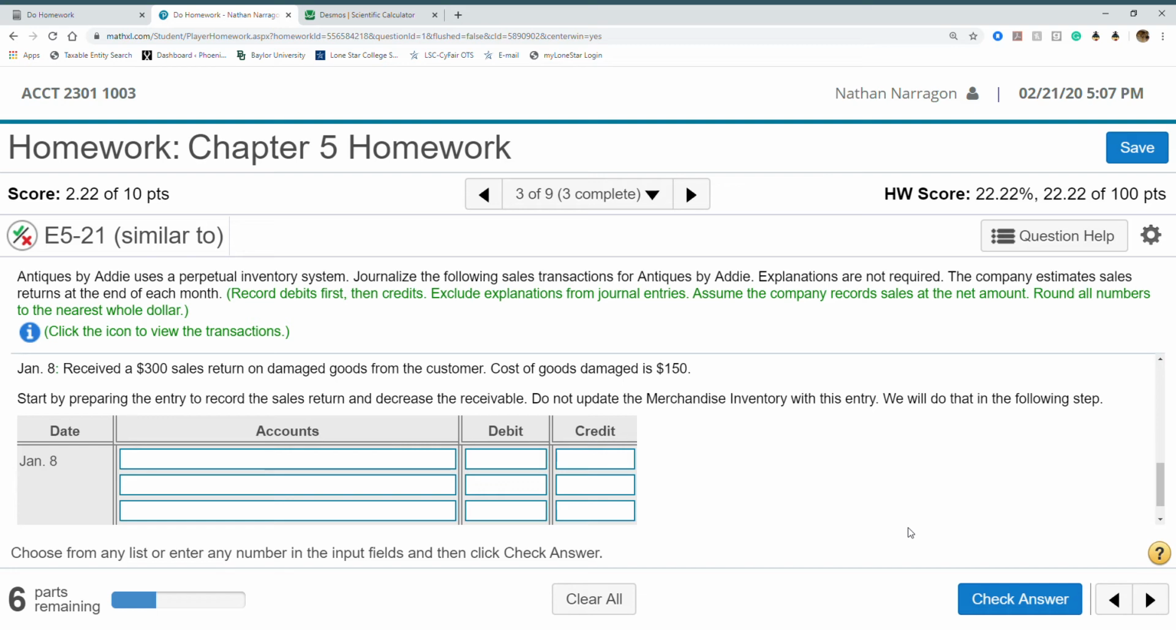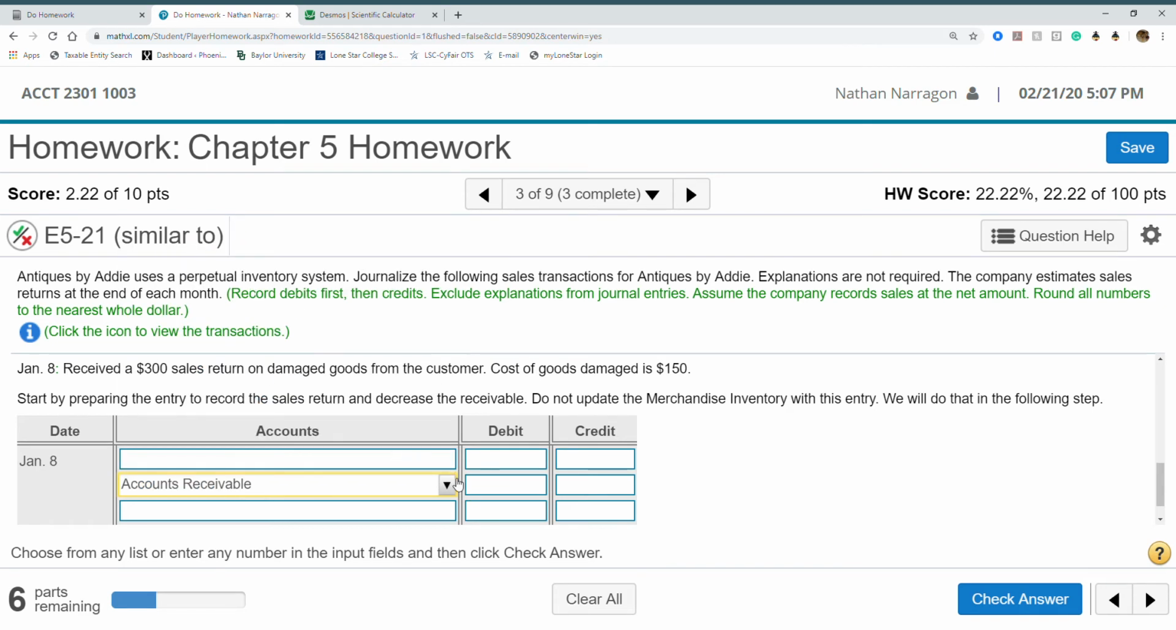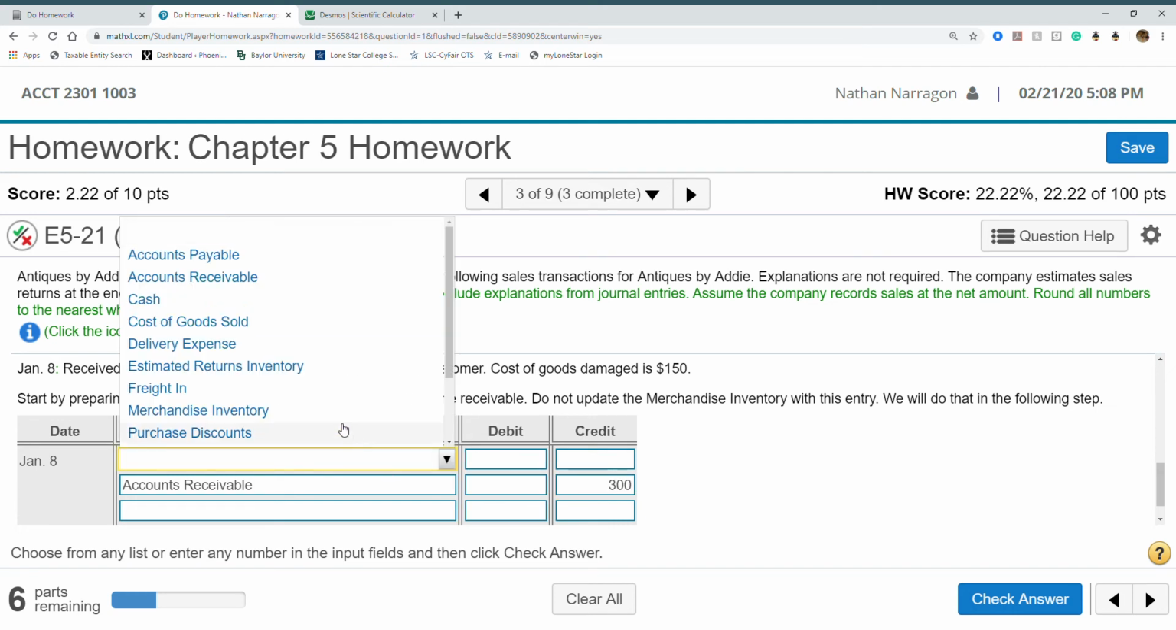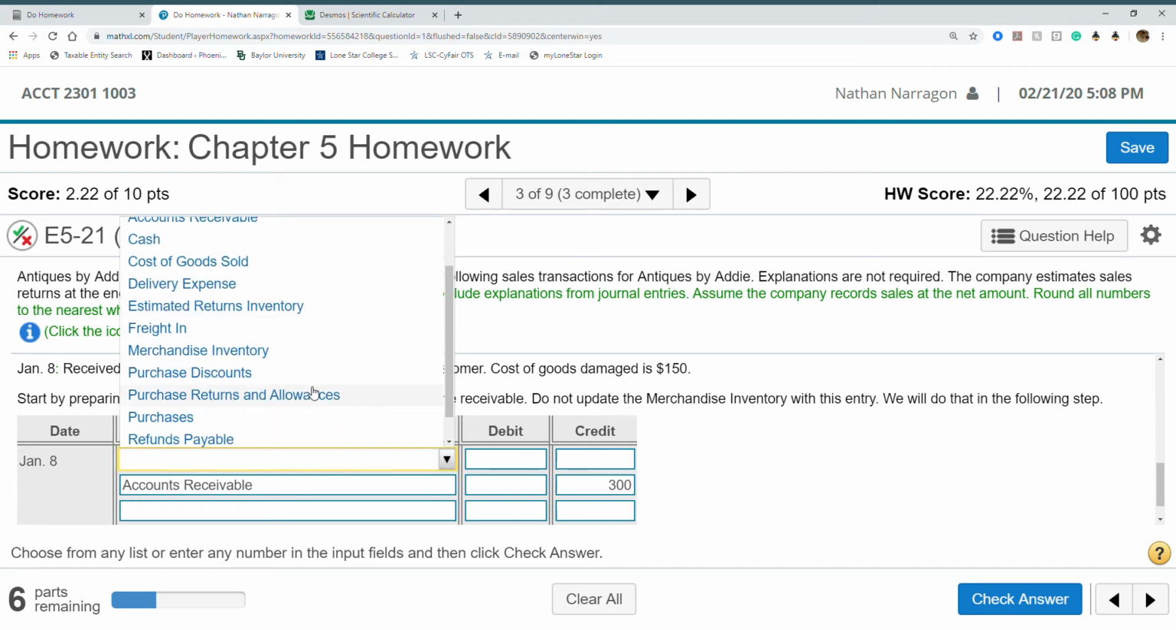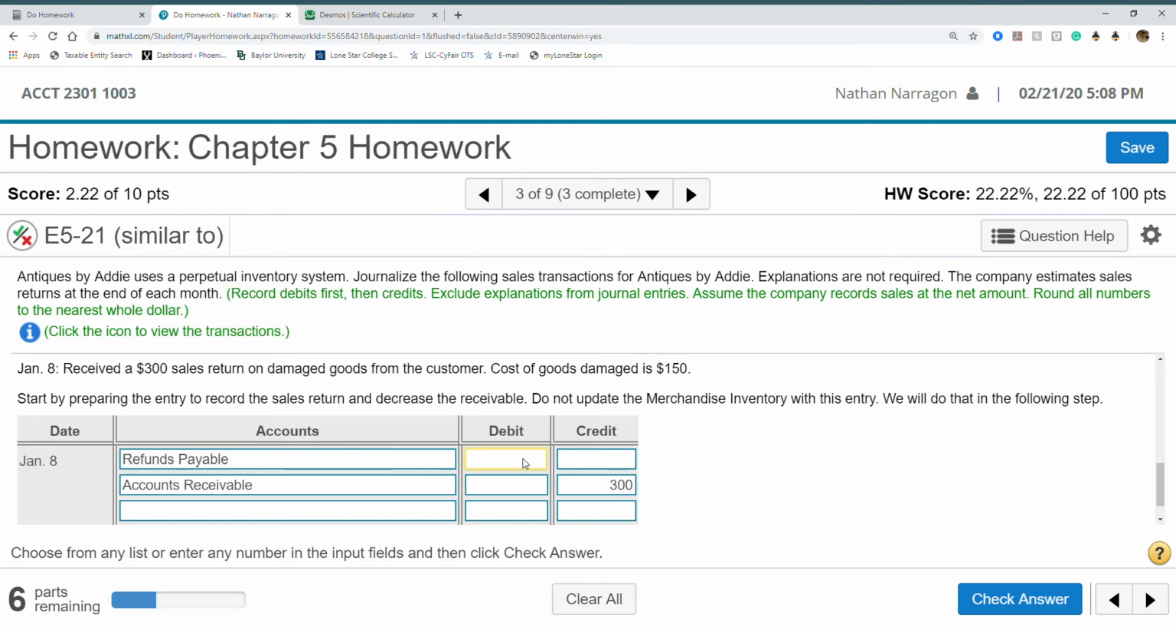So we receive a $300 sales return for damaged goods. Cost of goods damaged is $150. Start by preparing the entry to record a sale return and decrease the receivable. Alright. So first off, we know the receivable is a credit. It is being decreased by the 300 sales. And then we have the return. Well, basically refund. So refund payable of 300.